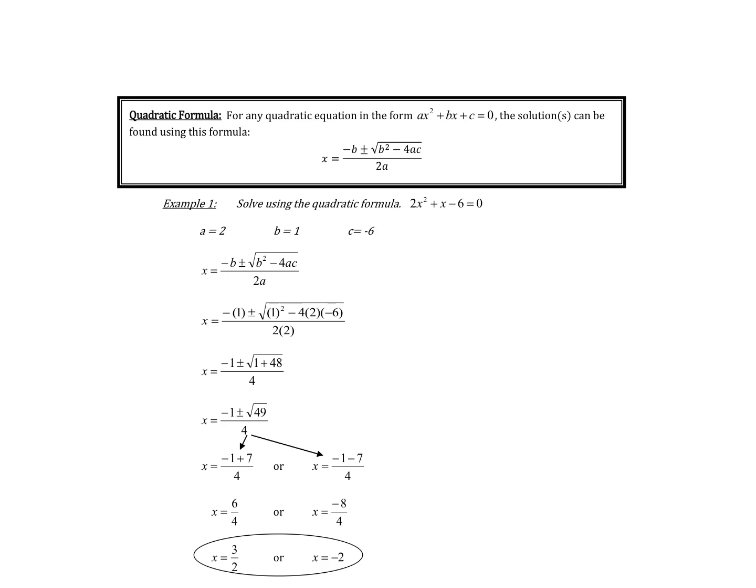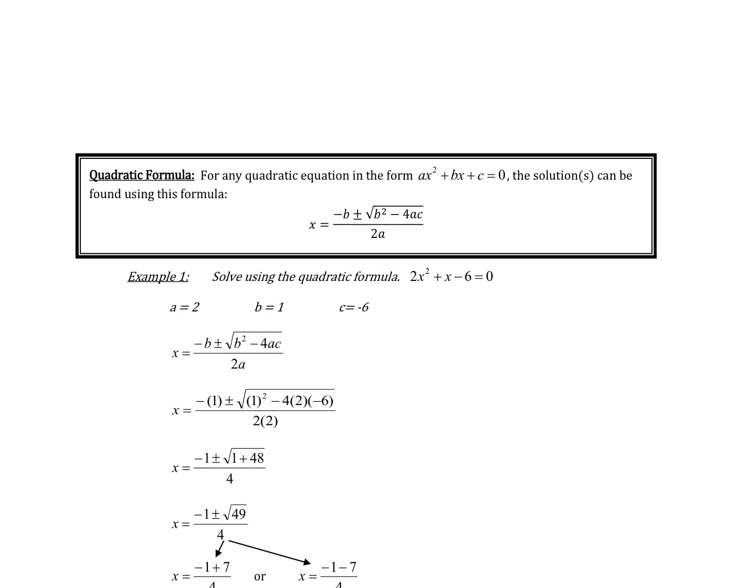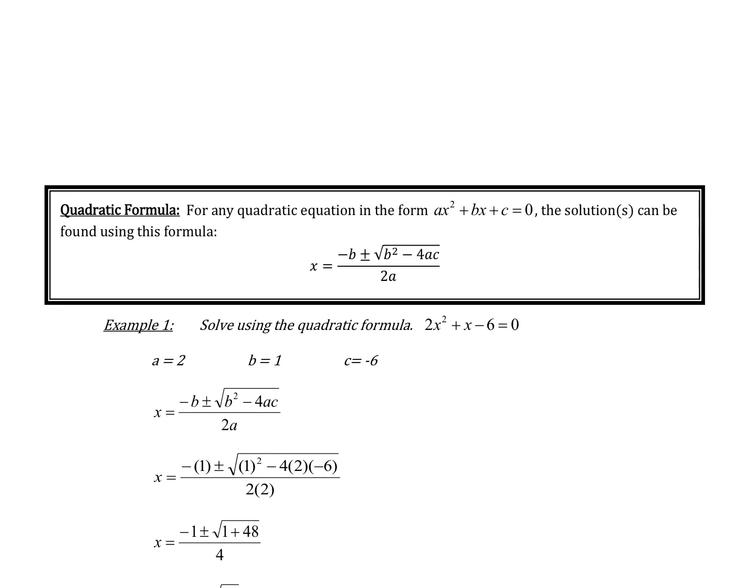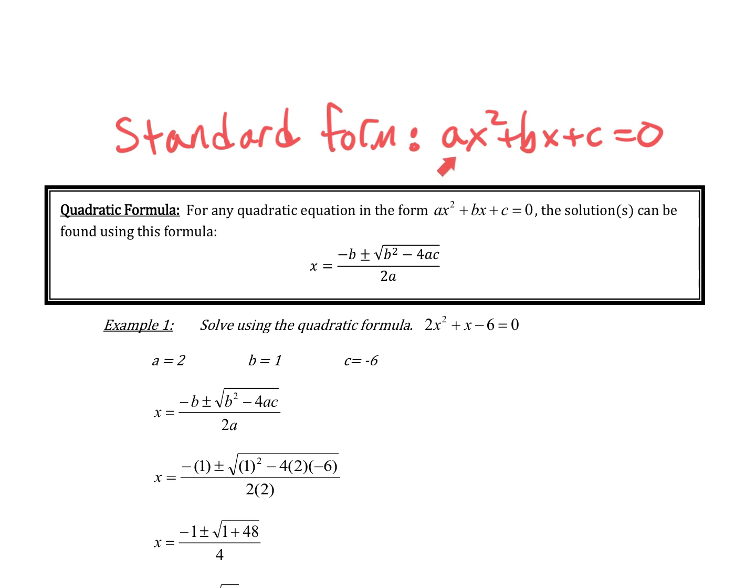So the quadratic formula is this handy formula that we can use anytime we have a quadratic equation that's in standard form. And standard form is this: ax squared plus bx plus c equals 0. That's what we call standard form. Notice it's equal to 0. That's kind of key there. So this is definitely something to memorize.